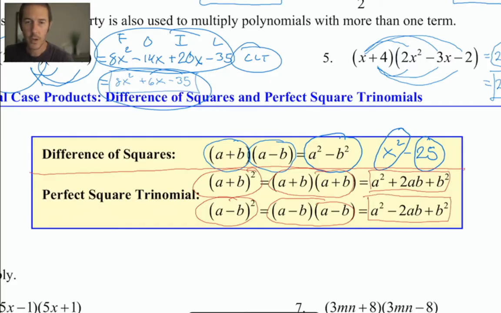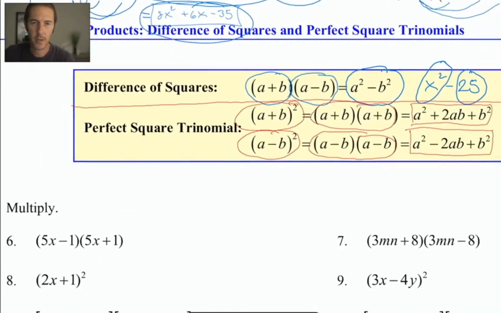Those two results look awfully similar. The a squareds are there, the 2ab is there, the b squared is there. There's only that one little difference of the minus sign and a plus sign. So let's look at a couple of examples of these.